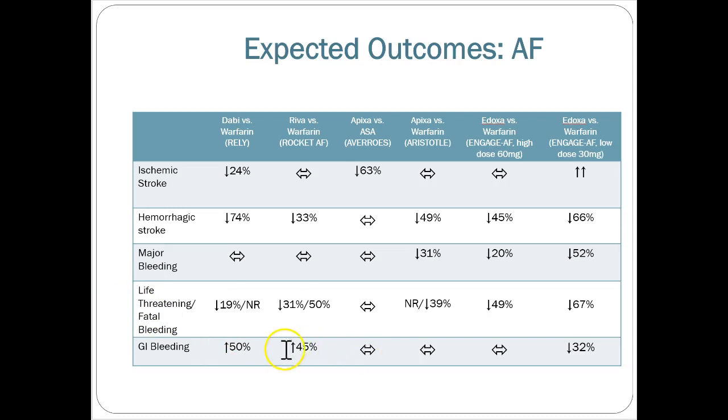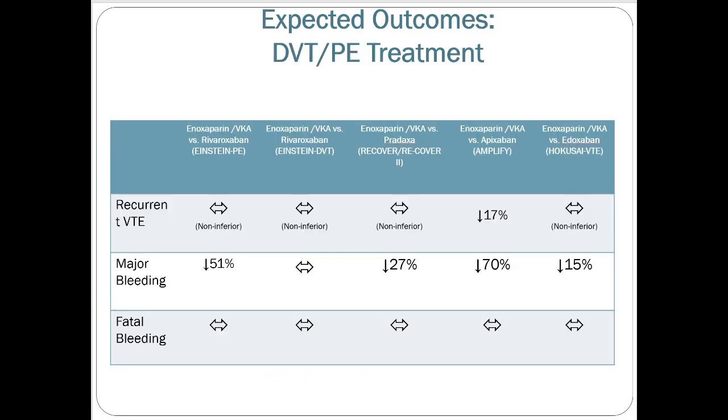Rivaroxaban did have a bit higher GI bleeding, interestingly enough here. I think it was minor GI bleeding, though. Outcomes were non-inferior, and ultimately for major bleeding, what they qualified as major, you had lower rates for pretty much every study. This is versus enoxaparin vitamin K antagonist, which means it's a combination. So you're looking at bridging somebody to warfarin using enoxaparin versus just these drugs alone.